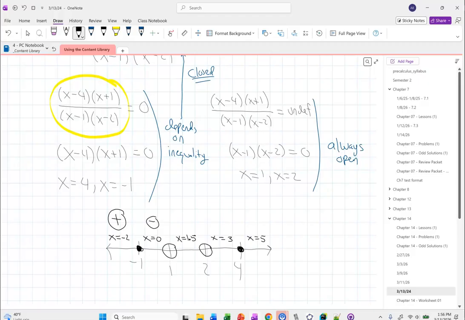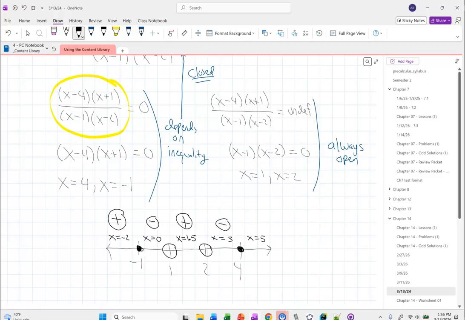1.5. Negative, negative, positive, positive. Okay. Negative, positive, negative. So negative, positive, positive, negative. Two negatives is positive. Just read that. Let's plug 3 in. I get negative, positive, positive, positive. 1 negative is negative.